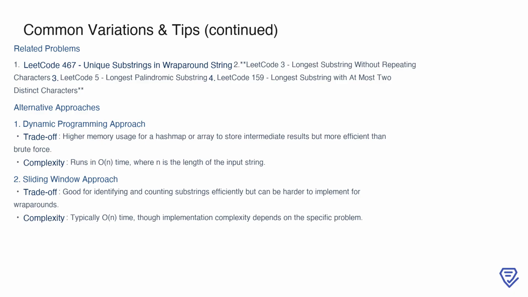Another useful strategy is the sliding window approach, which enables efficient identification and counting of substrings. While this method is also O(n), it can be more challenging to implement for wraparound problems due to the additional logic required to handle transitions like Z to A. Both approaches have their trade-offs, and understanding these can help you choose the most effective solution for the given constraints.